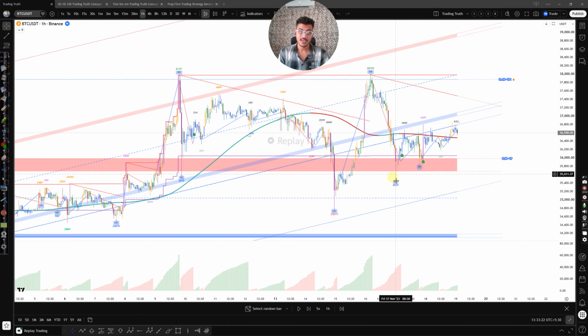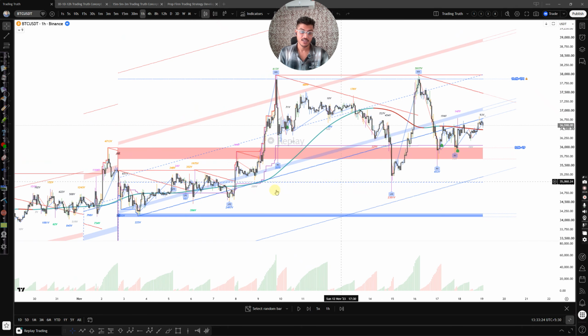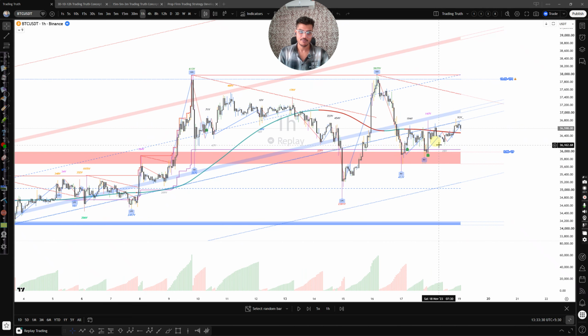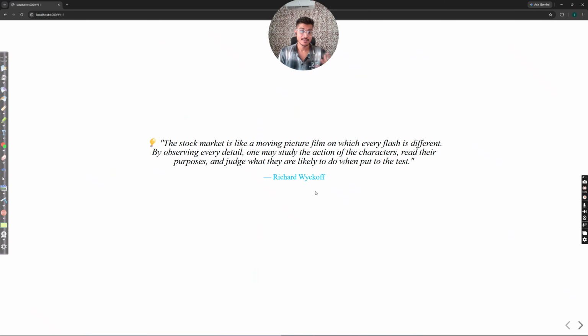As you can see, this was a backing up action trade, and we have seen the market is making higher highs and higher lows because the midpoint is uptrending, right? So when it comes to the midpoint and a big backing up action, the market tries to go up. And this is how we are actually studying the action of the characters, reading their purposes and judging what they are likely to do when put to the test.